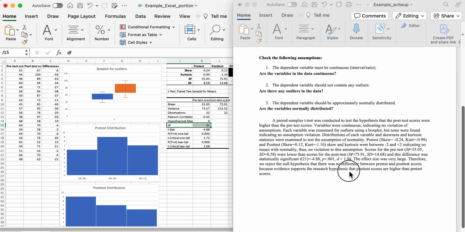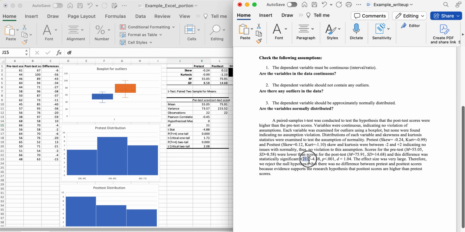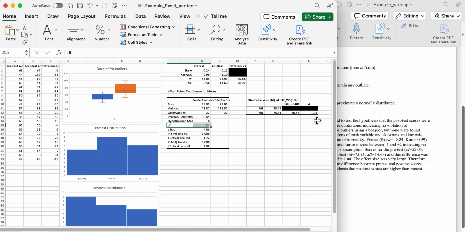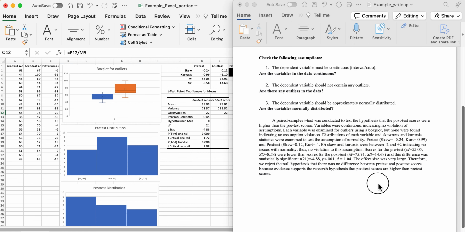So you can put t of this number equals, and then you put what the t-stat was. And this one is negative 4.88. And then you put the p-value. So p is less than 0.001 because, like I said, we cannot report 0.000. It's p is less than 0.001. And then we report the effect size, which is 1.04.